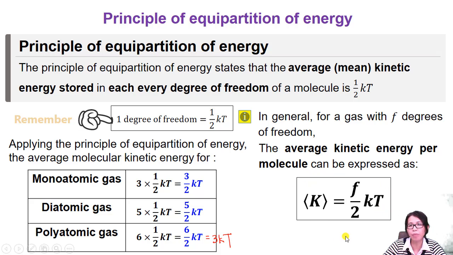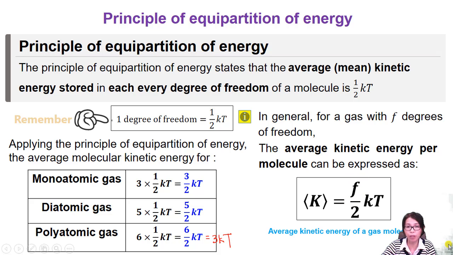So this is the formula to calculate the average kinetic energy per molecule, and it is very obvious that the average kinetic energy per molecule depends on the degrees of freedom, and this degree of freedom depends on the type of molecule. Then class, we move on to the last one. We have what we call internal energy of gas.